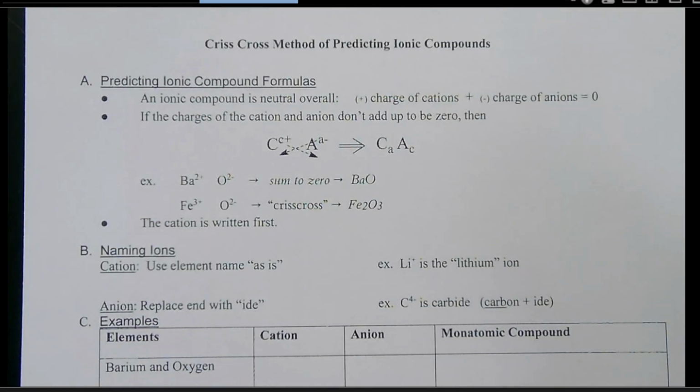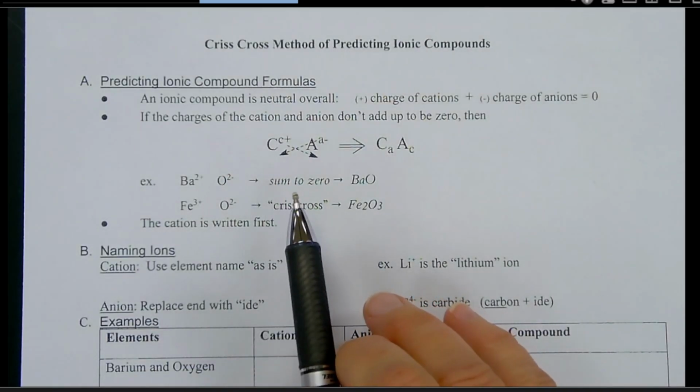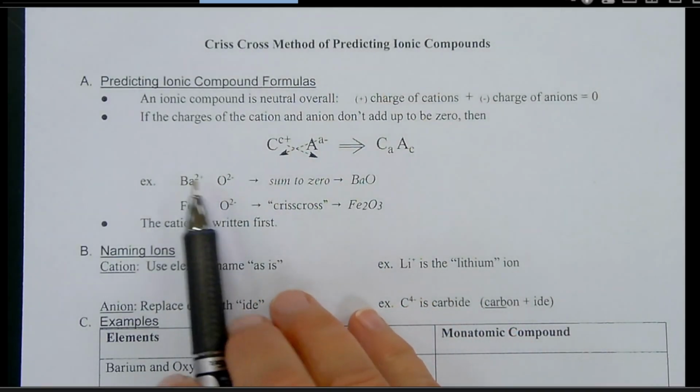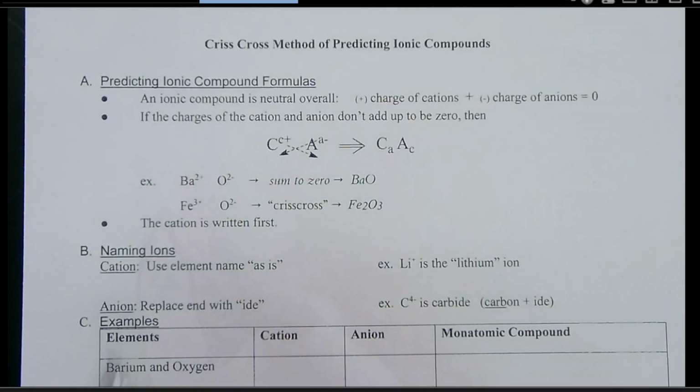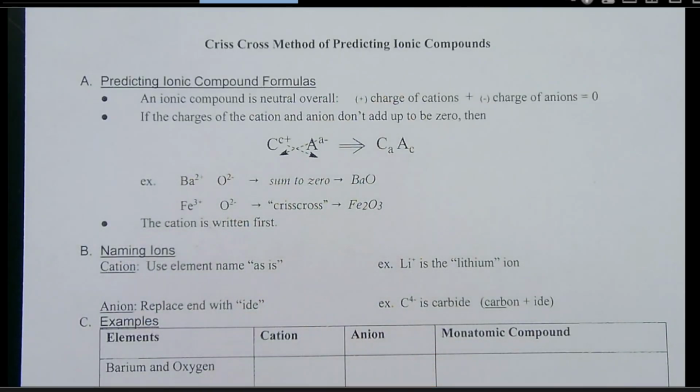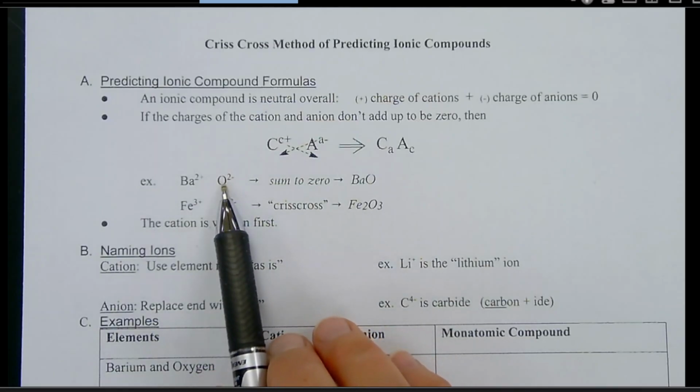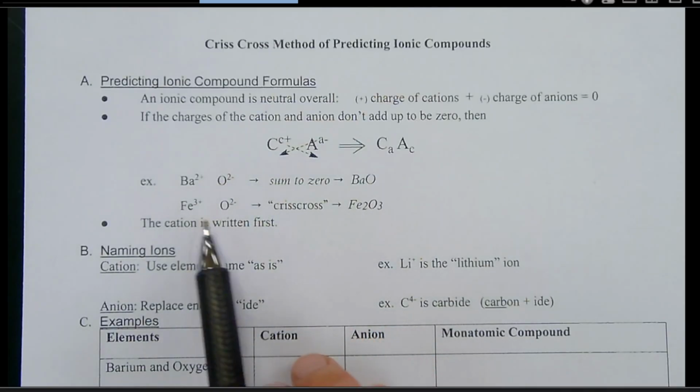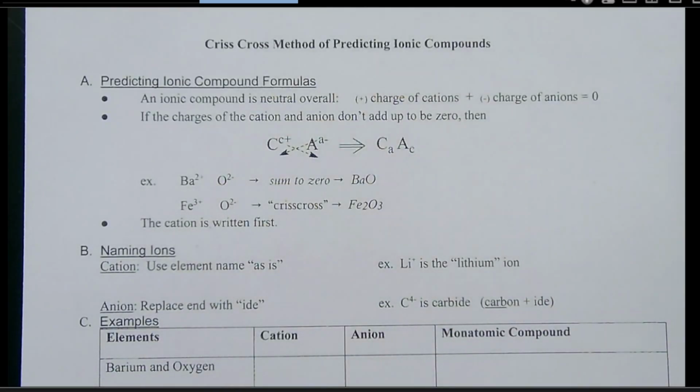Okay, so here are some examples, a little bit about crisscross predicting ionic compounds. Up till now, we've been splitting them into ions, such as barium is a 2+ because it's a metal. It'll give up its 2 valence electrons. Well, oxygen is a non-metal. It'll accept those 2 electrons, and so it's a 2- because it gains electrons. And then figure out how many of each we have.